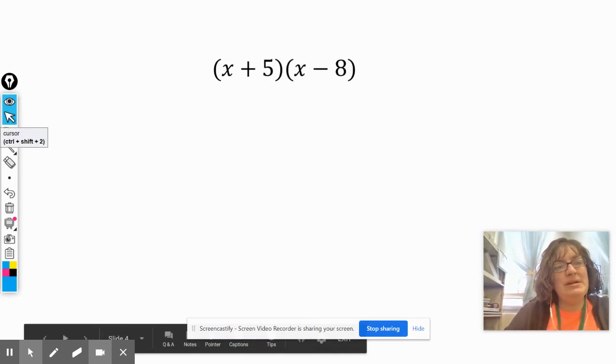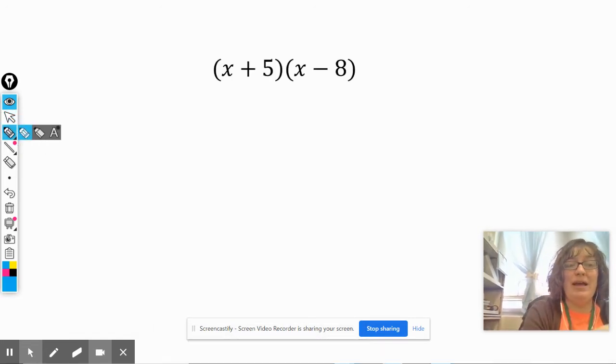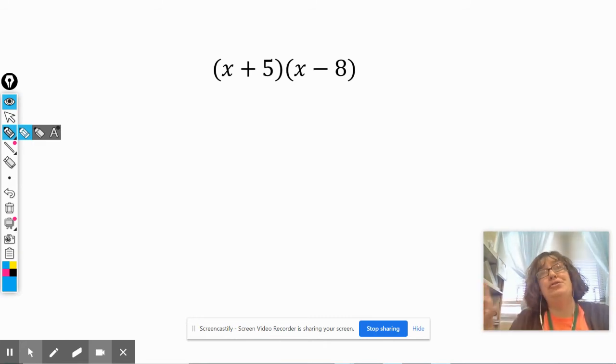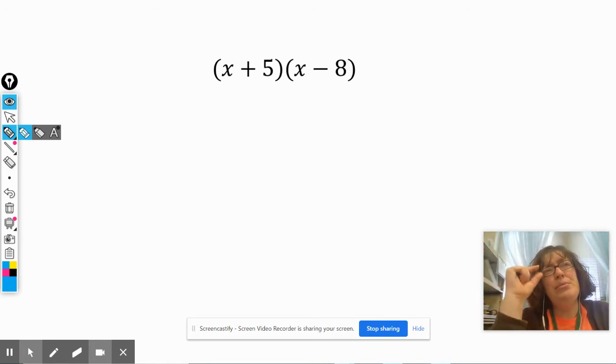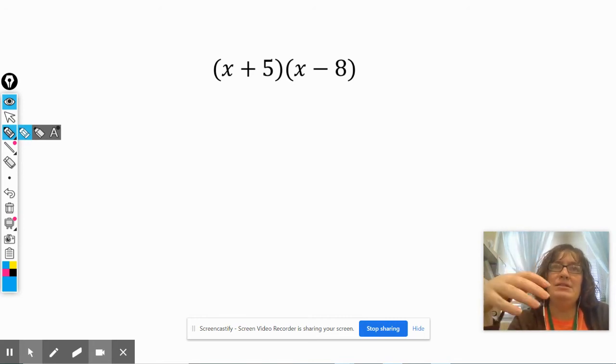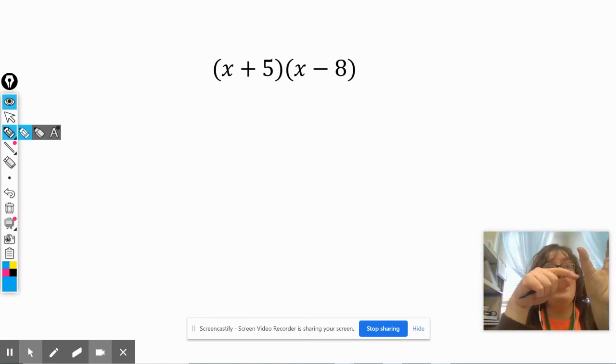Right, this one looks a little bit different because no longer do I have a monomial times a binomial or trinomial or something like that. This time I have a binomial times a binomial. So distributing is a little bit tougher on this one because I don't see one monomial that I can take to every term.